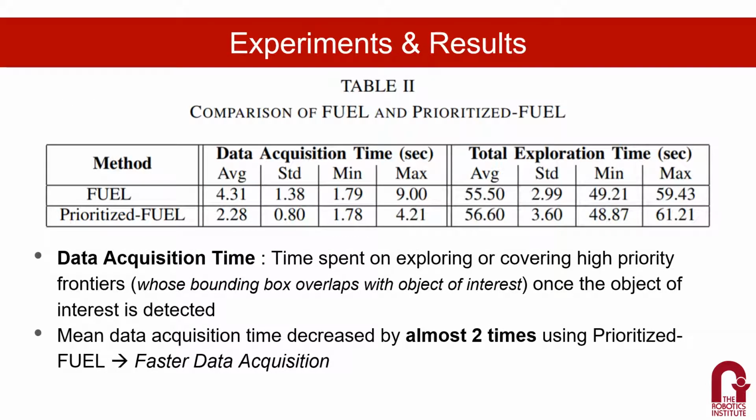We ran our experiments in the Flightmare UAV simulator. Table 2 shows the results of the 10 experiments we conducted. We mainly compared our approach against the FUEL algorithm. We used two metrics, data acquisition time and total exploration time. Data acquisition time means the time spent on exploring or covering high priority frontiers in FPQ once an object of interest is detected. Meanwhile, total exploration time refers to the total time spent exploring the whole search region. The table shows that the average value of data acquisition time decreased by almost 2 times as compared to the FUEL algorithm, which resulted in faster data acquisition in our approach.